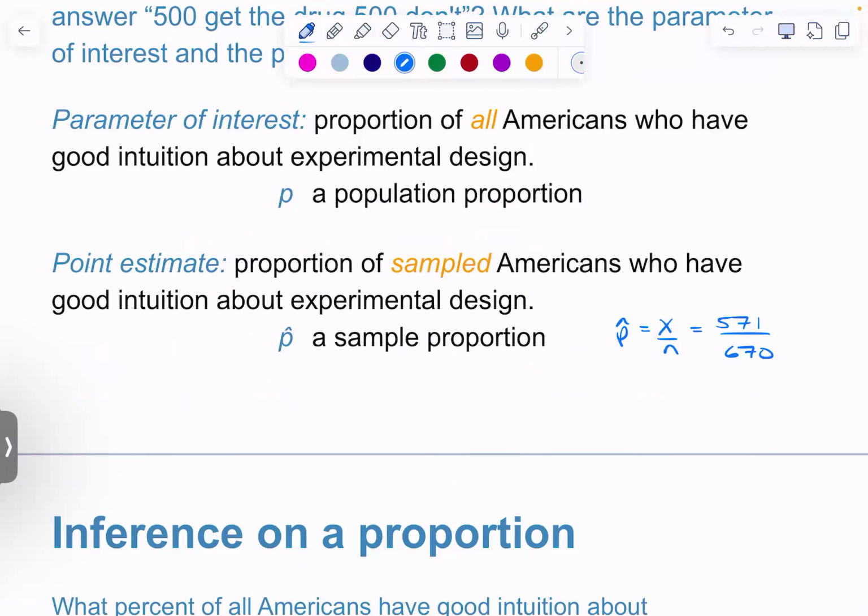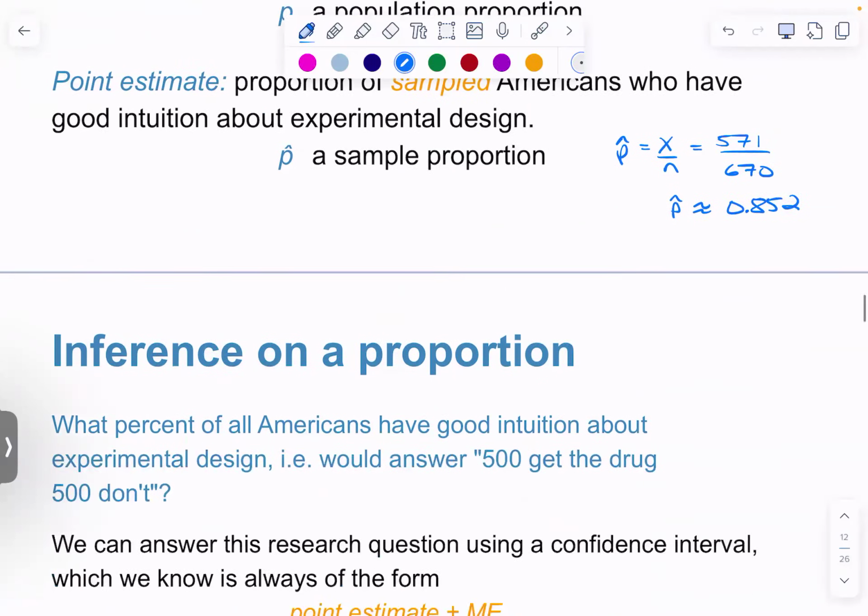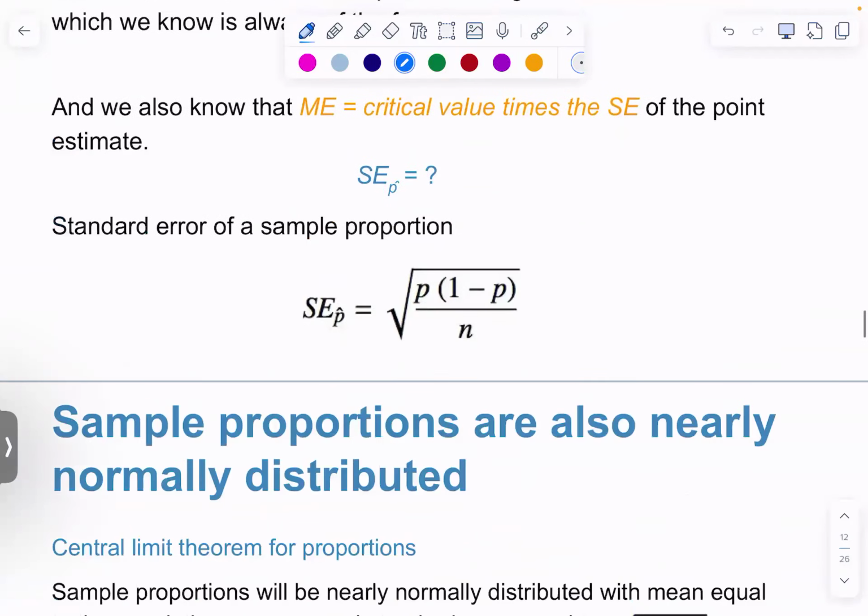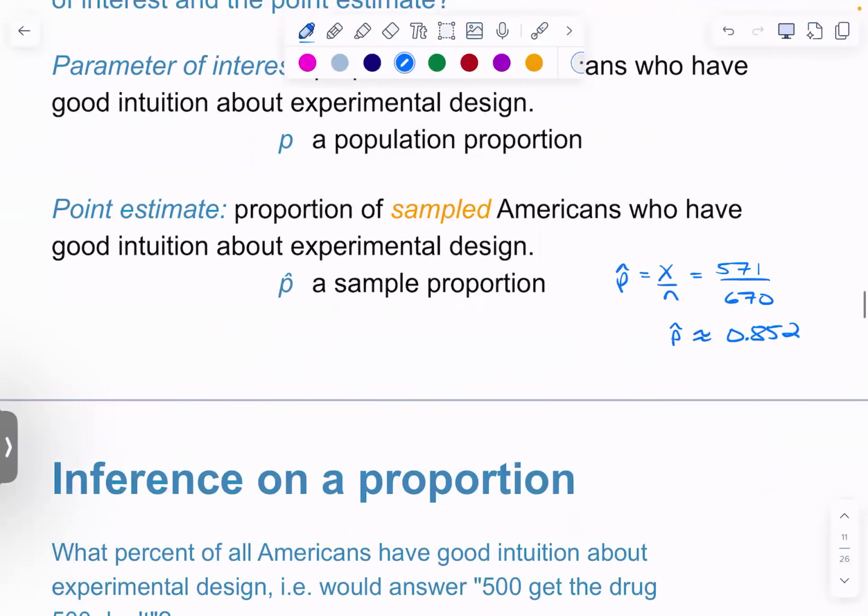My trusty calculator. 571 over 670. I get a p hat of 0.852. I think she rounds it to just 0.85. So p hat is 0.85.